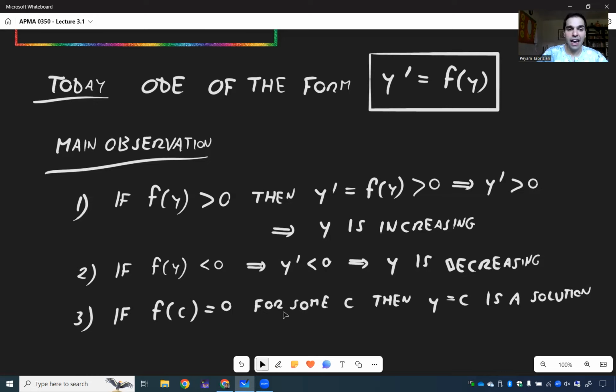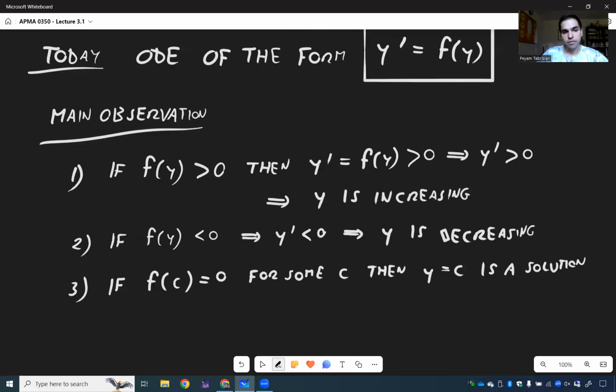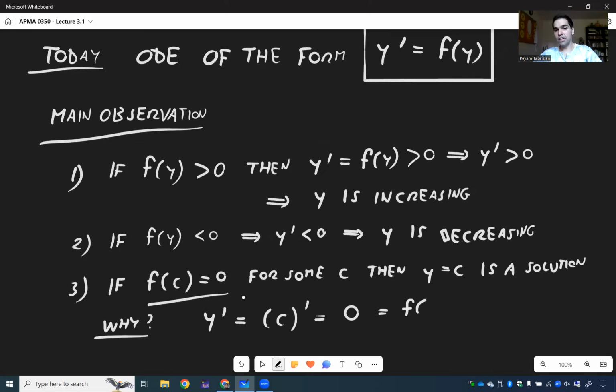And why is that? Simply because, well, if you take the derivative of a constant, so y prime is c prime, but that is 0 because the derivative of a constant is 0. But we know that 0 is also f of c. And that is the same thing as f of y. And so in particular, y prime is f of y. So y equals c is a solution.